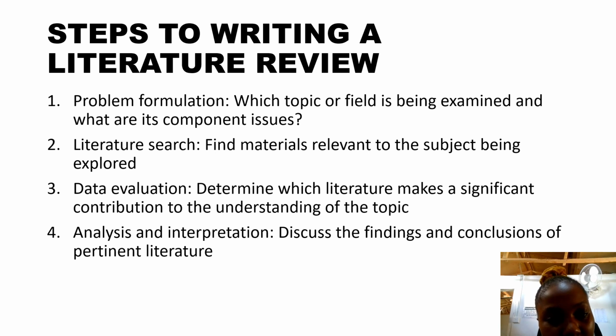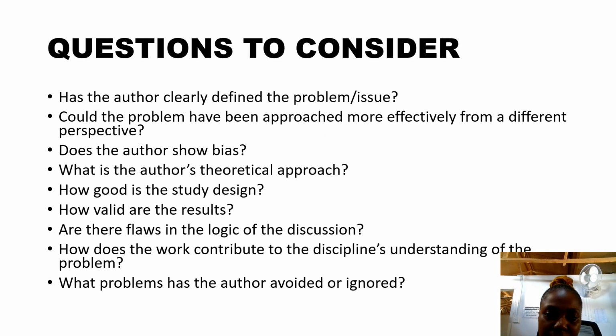Steps to writing a literature review. Number 1, problem formulation. You ask yourself which topic or field is being examined and what are its component issues. Then number 2, literature search. You find materials relevant to that subject being explored. Number 3, data evaluation. You determine which literature makes a significant contribution to the understanding of the topic. Then analysis and interpretation. Discuss the findings and conclusion of pertinent literature. So these are the steps you are supposed to do in writing a literature review.